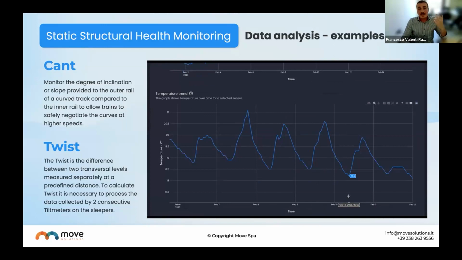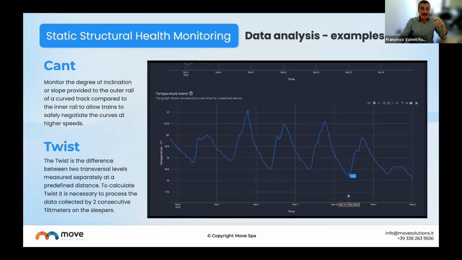Cant, in the context of railways, refers to the transversal inclination or the difference in height between the two rails on a curved track, monitored with tilt meters installed on the sleepers. It is measured in millimeters and is an essential parameter in railway engineering, as it plays a really crucial role in ensuring the safe and efficient operation of trains on curved tracks.